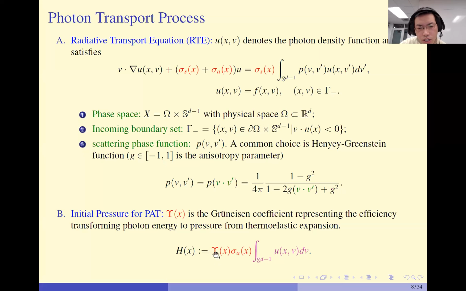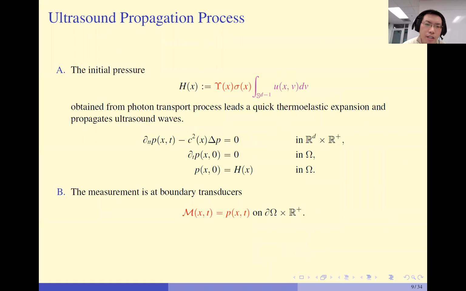And the epsilon, this coefficient, is the so-called Grueneisen coefficient, representing the efficiency of transforming from the photon energy to the thermoelastic expansion's initial pressure field. So after you multiply by this Grueneisen coefficient, you will get the initial pressure triggered from the so-called photoacoustic effect. That is what is used to propagate the ultrasound. So H you can regard as the initial pressure field, and after we have this H, we can propagate the ultrasound.